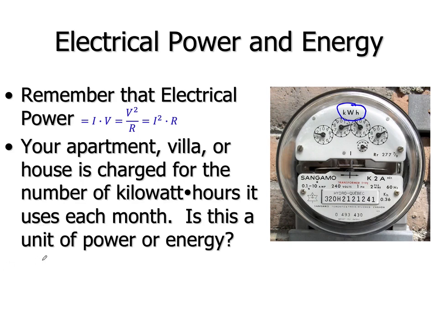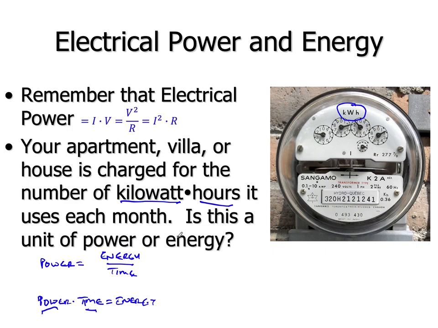Remember that power is equal to the amount of energy per unit time. Or power times time is equal to energy. If you haven't already figured it out, I've got kilowatts, which is a unit of power, times hours, which is a unit of time. What are they charging you for each month? It's the total amount of energy you use. A kilowatt hour is a unit of energy just like the joule, but a little bit larger.